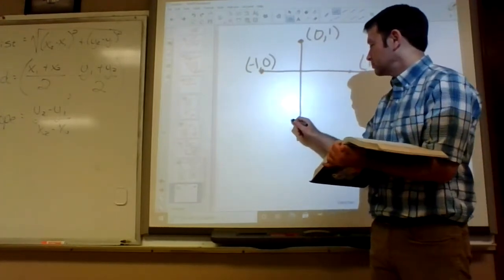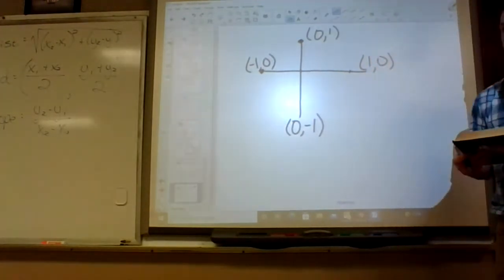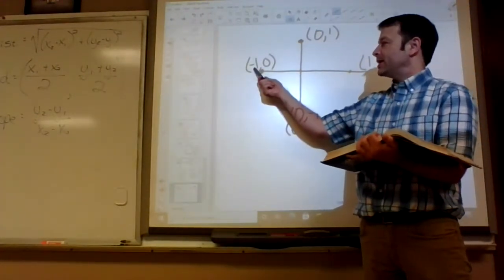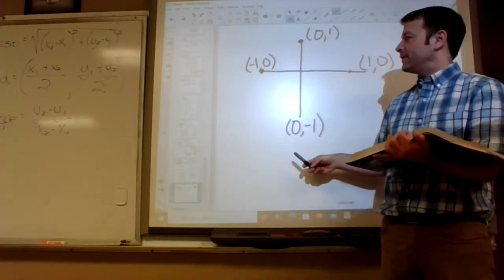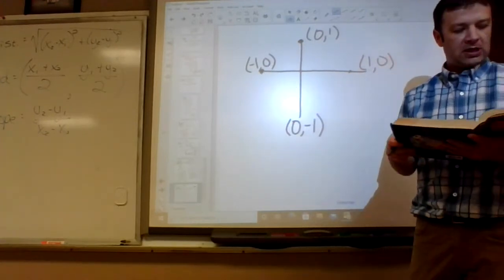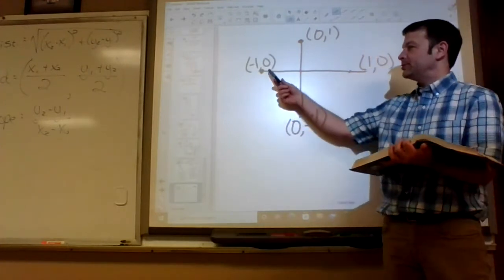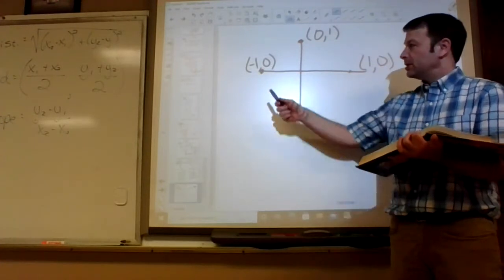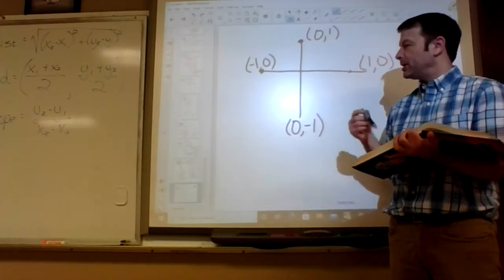I'm still not there. What was A? Why is it negative? Okay, cosine is based on the x value, and at 180, the x value is negative 1. Sine is based on the y value, and the y value at 180 is 0. And B is what I just said. Cosine of 180 is based on the x value. What's the x value of 180? Negative 1. What happens if they're negative? We'll get to it in a second.